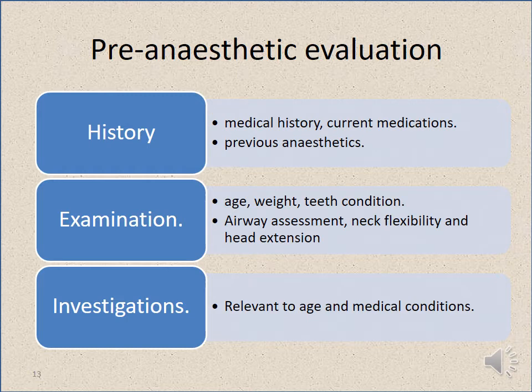Teeth condition: the patient should not have any carious teeth, which during induction of the tube can lead to fracture of the crown. Airway is very important: check that the nose, the mouth, the larynx, and the trachea have no abnormality or infection that could lead to problems during anesthesia. The flexibility of the neck and head extension is very important to detect any fracture in the cervical vertebrae when putting in a tube during general anesthesia.